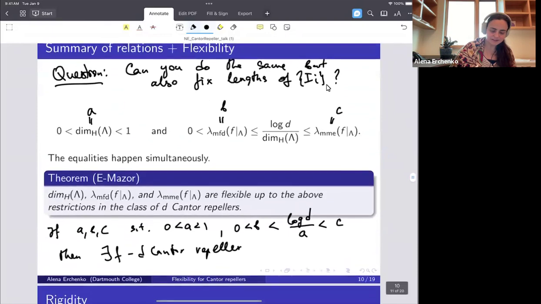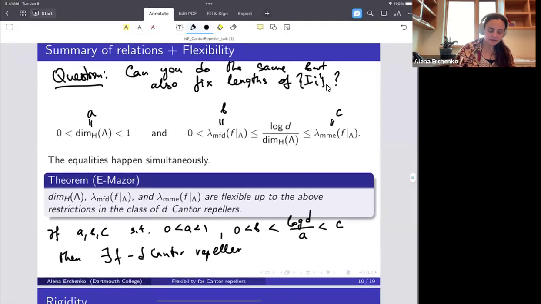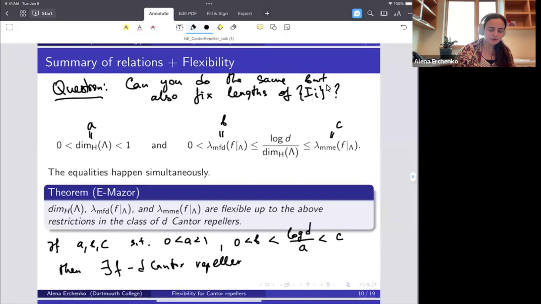Currently, we don't know the answer. There's something plausible that the answer might still be yes, by the way, but it's an open question. Can you do a little bit more? Okay, so this is kind of what we would call a flexibility result.